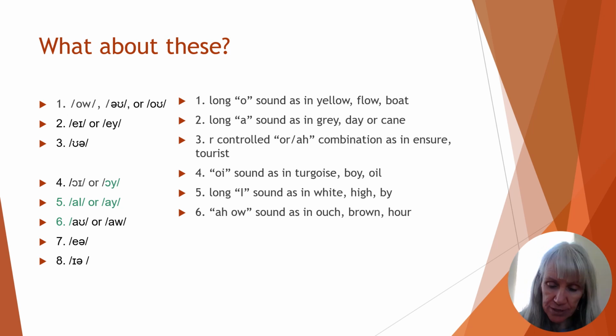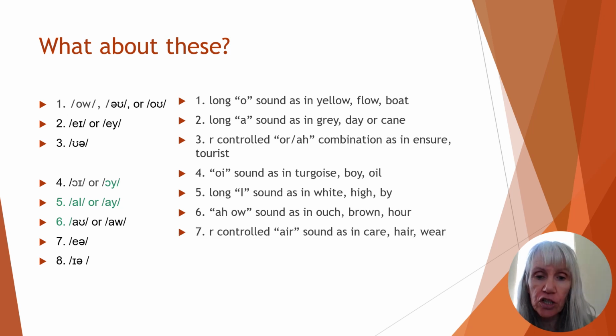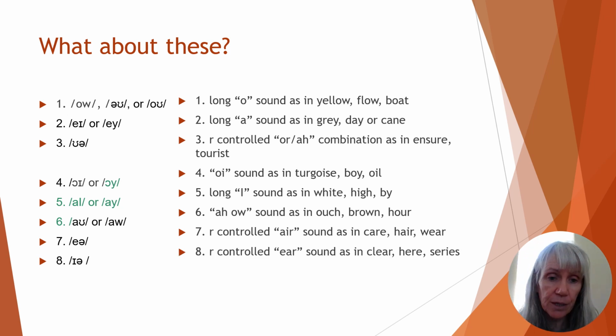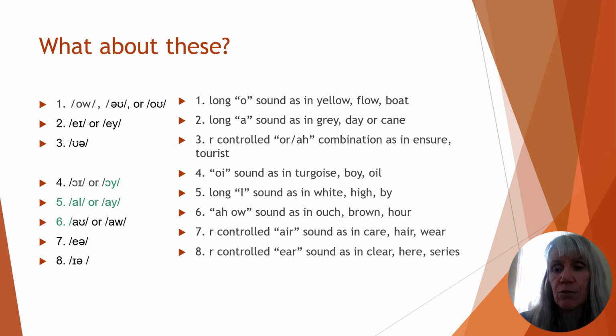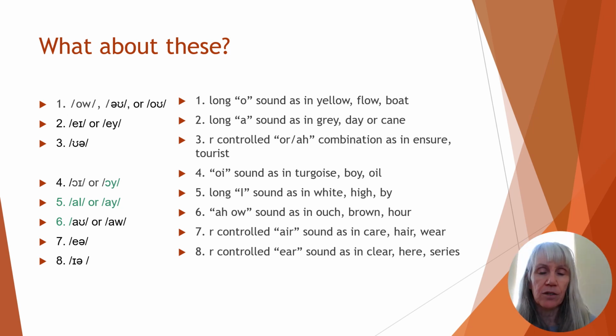We're hearing two sounds coming together to make that ow sound. Then number 7, what we're hearing is an R control for air. We see the lowercase e with the upside down schwa. So it's the R control air sound, as in care, hair, where. Again, I'm over exaggerating these sounds just to make them clear. And the last one, what are we hearing? R control for ear, as in clear, hear, series. Okay, so again, we're bringing two sounds together in a diphthong to make one sound.